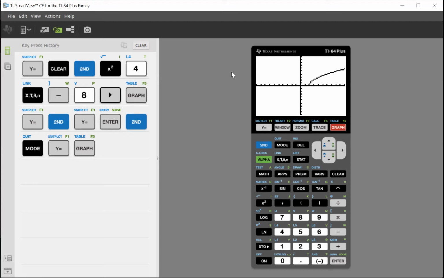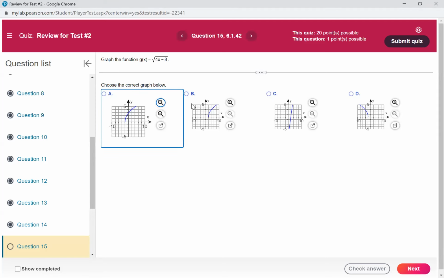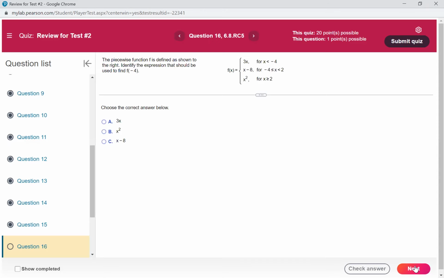So mine's just going uphill to the right. So let's find one of these that looks like it's going uphill to the right. Let me make these bigger. A is starting on the wrong side. B looks like what I had that went uphill to the right. C is a straight line, that's not happening. And D is going the wrong direction. So the only one that matched my graph would be B. And then hit next.